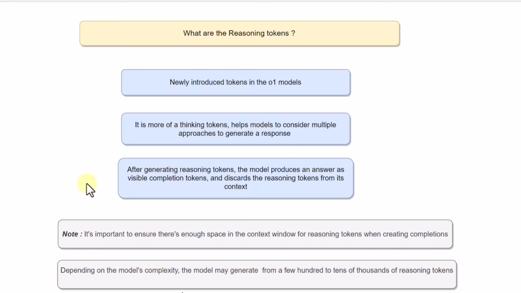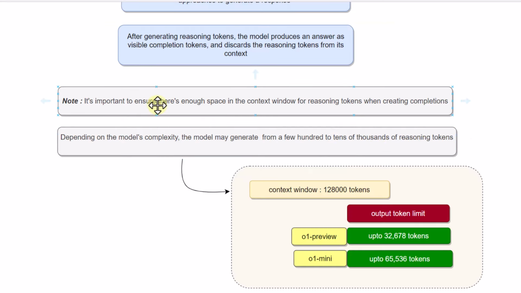One more thing we need to see over here: after generating reasoning tokens, the model produces an answer as visible completion tokens and discards the reasoning tokens from its context. Another thing we have to notice is that we have to ensure there is enough space in the context window for reasoning tokens when creating completions. The context window for these models is 128K, and under output there is going to be the completion, as well as the reasoning tokens. So that's why the output token limit of all these models has been increased significantly.